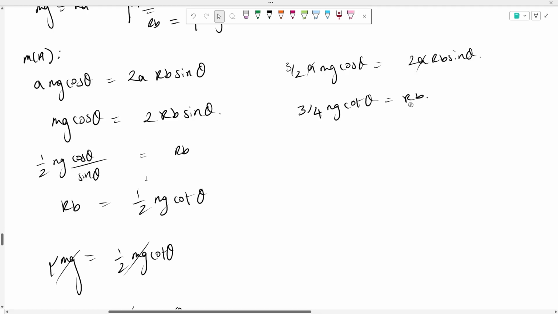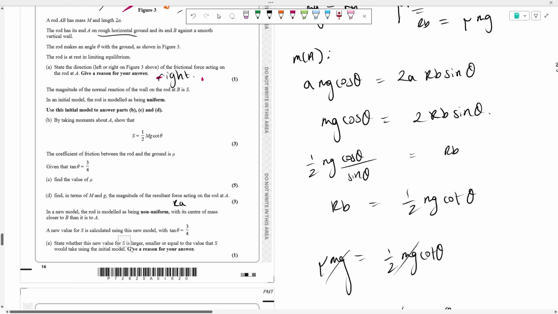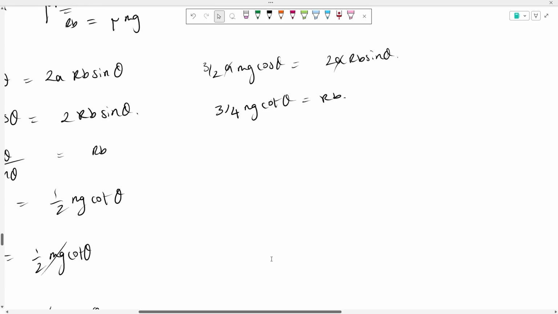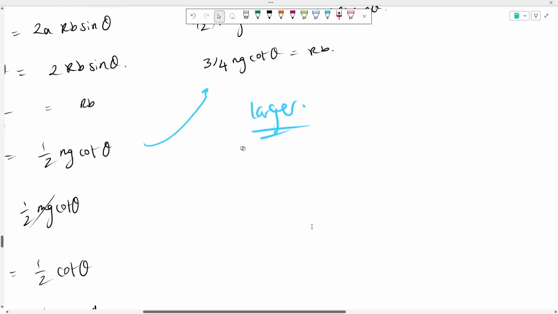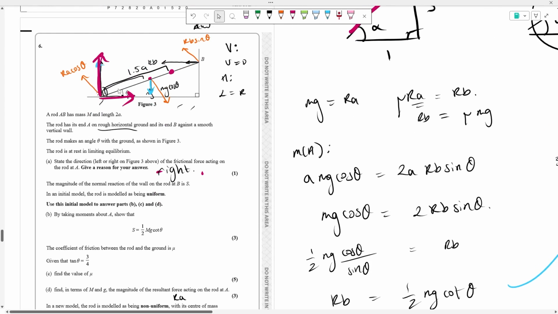In comparison to before, where we had a half mg cot theta, this is now 3/4 mg cot theta. Well, the value of S is talking about RB here. What's happened? Well, you can see it's gotten larger. Okay, so why has that happened? Is because essentially your moment about A has increased.